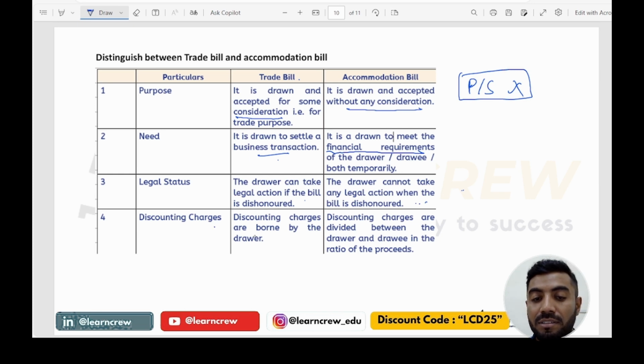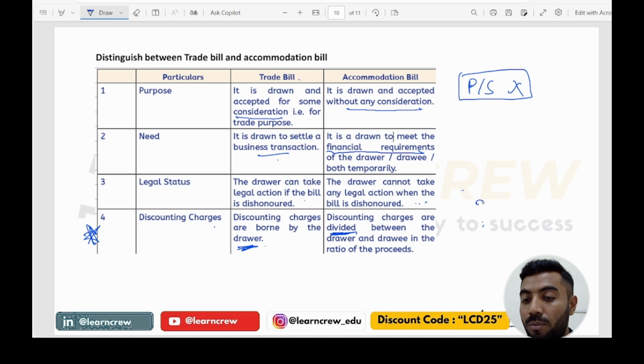Discounting charges. In a trade bill, discounting charges are borne by the drawer. This is very important; you will see questions with respect to this. But in an accommodation bill, the discounting charges are divided between the two people, because both of them need money. Whatever ratio they are taking the money in, in that ratio the discounting charges are divided between the two people.